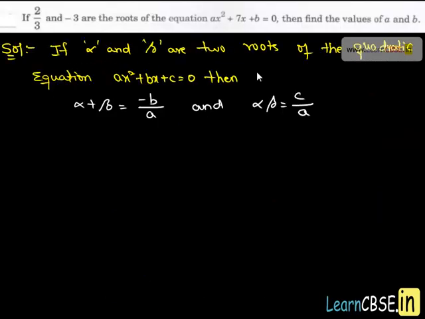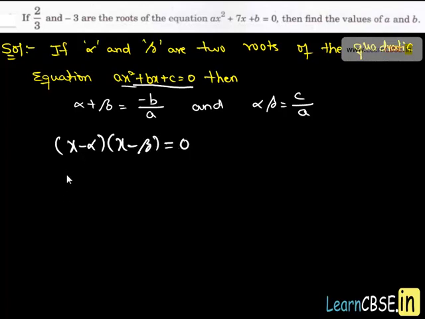Therefore, if alpha and beta are the two roots of the quadratic equation ax square plus bx plus c, then the sum of the roots is negative b upon a and the product of the roots is c upon a. Why did we calculate the sum and product of the roots? It is because we need them to frame a quadratic equation when the roots are given. Suppose we have alpha and beta as roots, then the quadratic equation is x minus alpha times x minus beta, which is equal to 0.